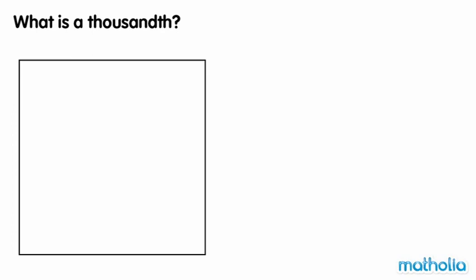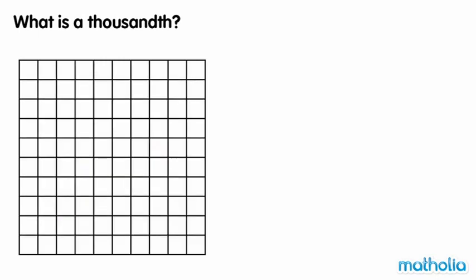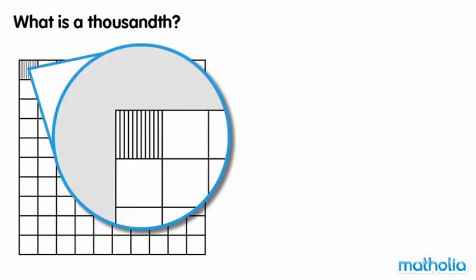What is a thousandth? We can draw a square to represent one whole. We can then divide the square into 100 equal parts. Dividing one of the smaller squares into 10 equal parts gives us thousandths. Colouring one part shows 1/1000th.